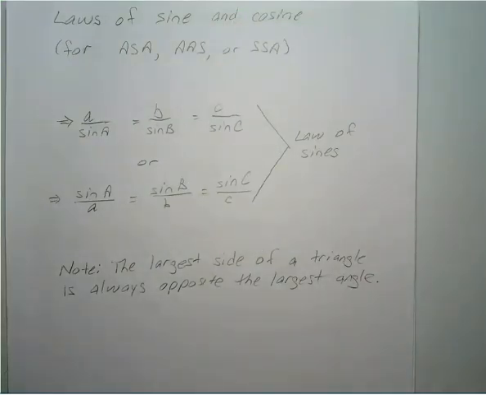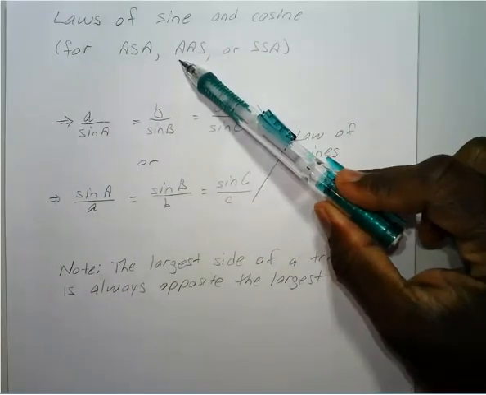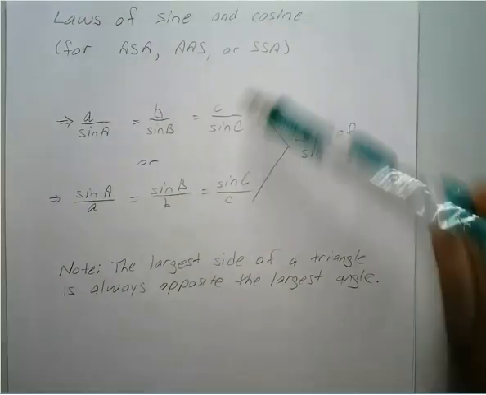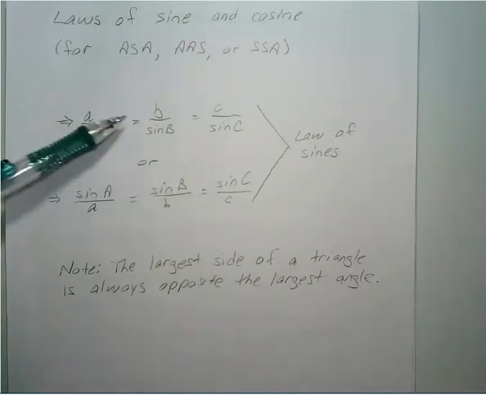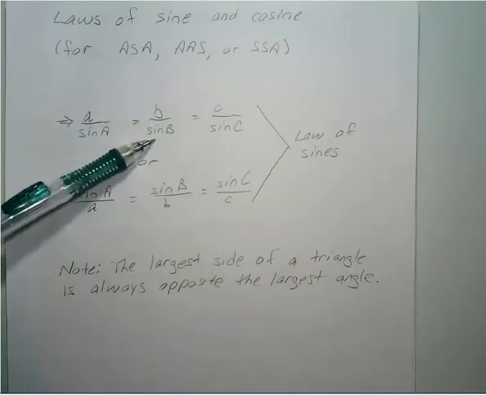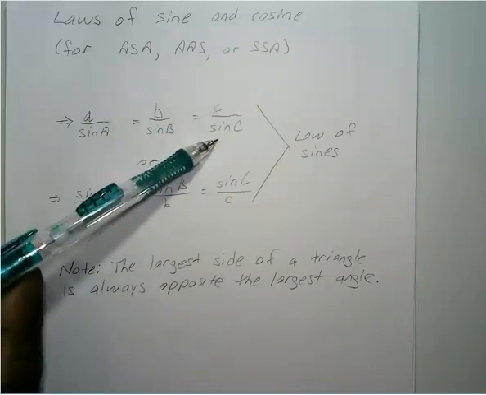Hello everyone. In this video we will be looking at the laws of sine and cosine for angle-side-angle, angle-angle-side, and side-side-angle triangles. Okay, so first we want to look at the law of sines, and either one of these forms can be used. You have side A over sine of A equals side B over sine of B is equal to side C over sine of angle C.